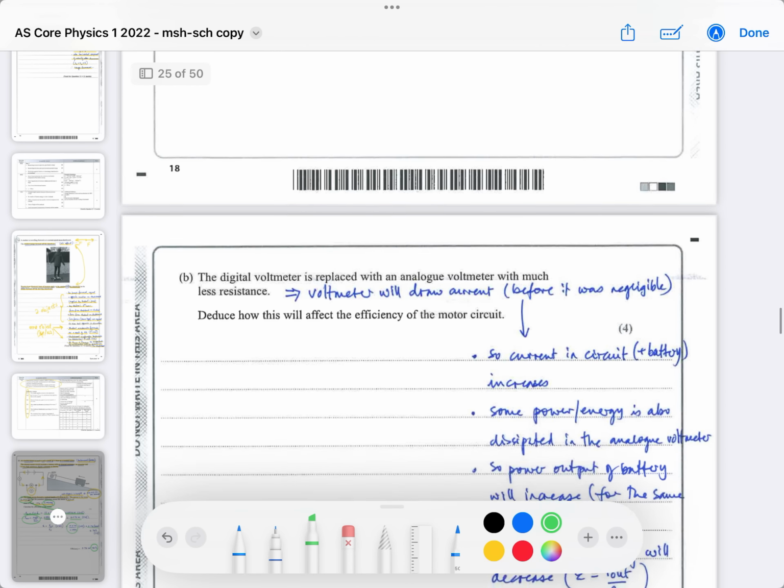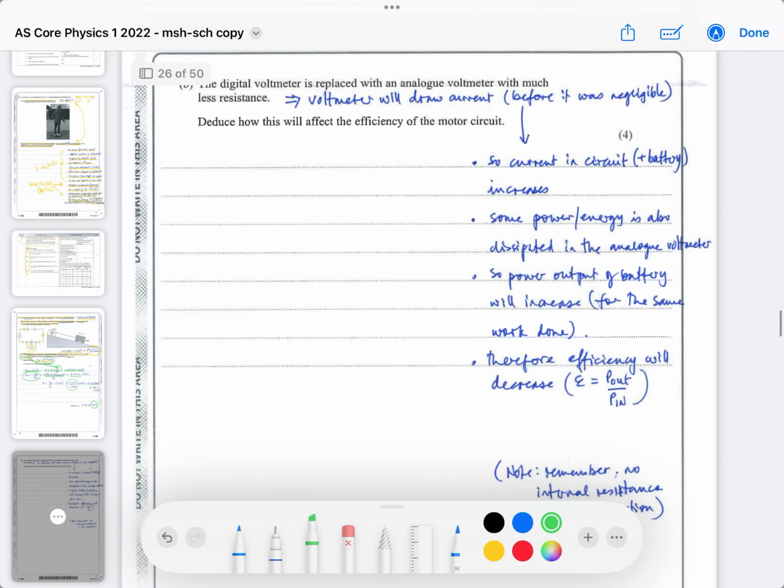A lot of marks are lost by students when they think they've read the question carefully. That's why you should underline things when you're reading it. Be active, don't be passive when you're reading.